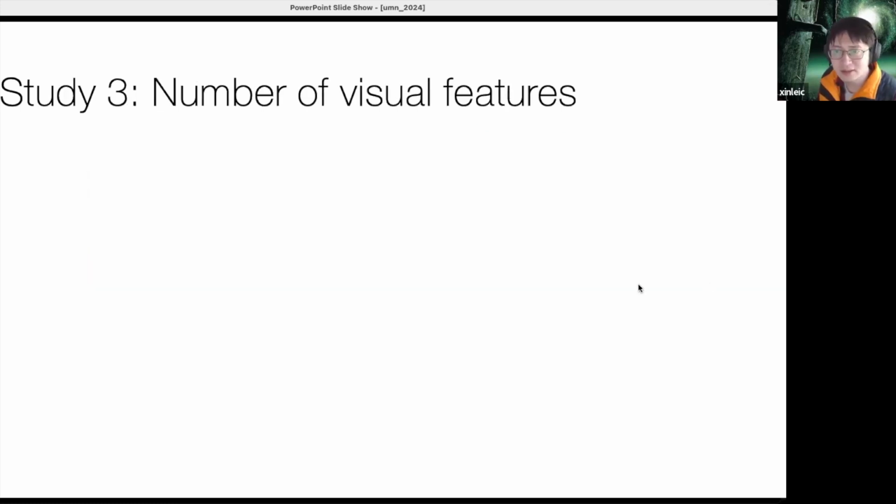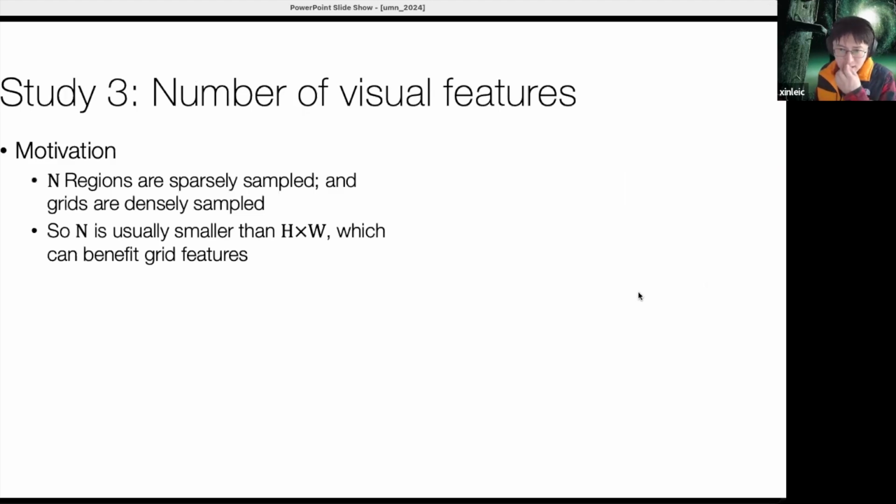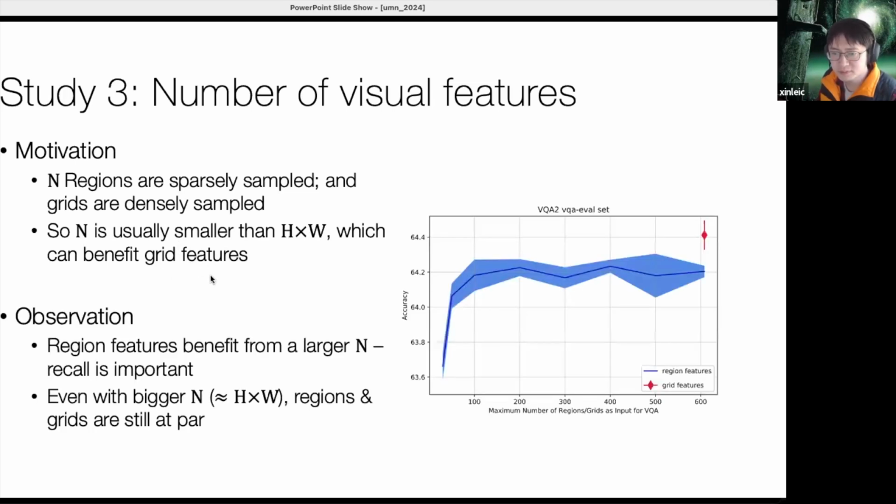And this is not the end, because for regions, one can select n regions, and these n regions can be sparsely sampled. On the other hand, the grid features are usually densely sampled, because for every location in the image, you have to compute a grid feature. So n is usually smaller than h by w, which is the number of grid features.